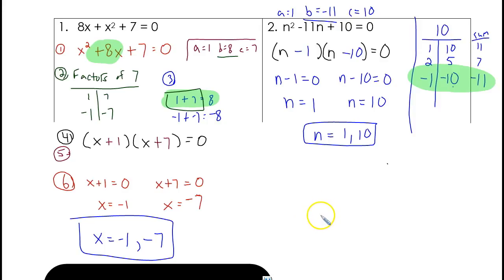Another way to check your solution, it's always a good idea when you're solving any equation, is to plug in 1 and 10 to make sure that they work. And I might not say that every time, but it's something that you should do, especially as you're getting used to this process, to make sure that you get the right answer. 1 squared, 1, minus 11 times 1. 1 minus 11 is -10, and -10 plus 10 is 0. So 1 works, and the same thing would work with 10. It would work as well if we plugged it in.